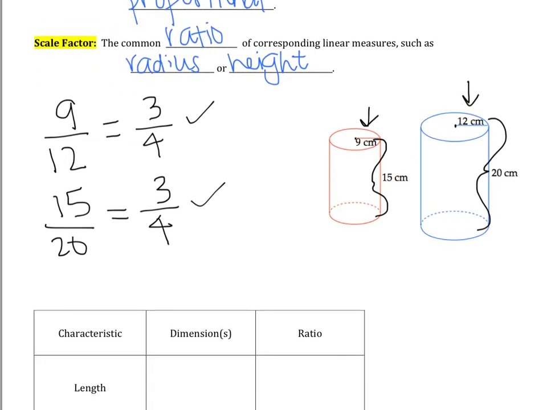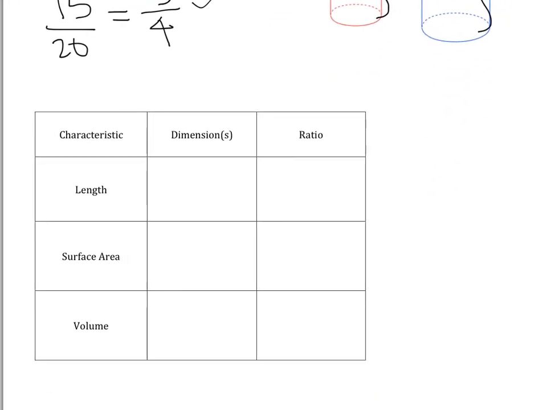Alright, let's go down and fill in this chart down here. There are 3 characteristics involved with solids, and they are length, surface area, and volume. We're going to talk about how many dimensions each of those have and their corresponding ratios. So, length is just the height or just the radius or just a length, and that is just one-dimensional. It's just one dimension. Okay, surface area that we've been talking about, that has 2 dimensions. That's why we square the units. And volume has 3 dimensions, and that is why we cube our units. Okay, volume has a length, a width, and a height. That is why it is 3 dimensions.